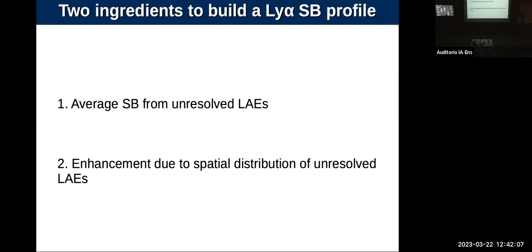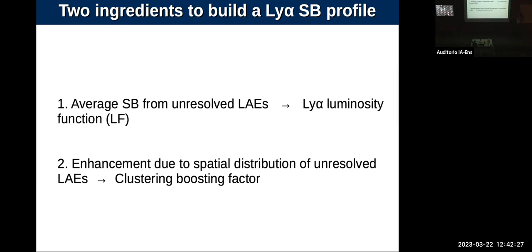In order to answer this question, I need two ingredients. First of all, I need to know the average surface brightness that comes from these unresolved sources. And then I also need to know how much the spatial distribution of those sources will boost or enhance that average surface brightness that I will compute from the luminosity function. The second ingredient, I will constrain with something that I call the boosting factor. But let me first go to the first ingredient.